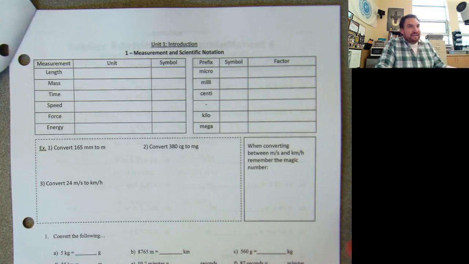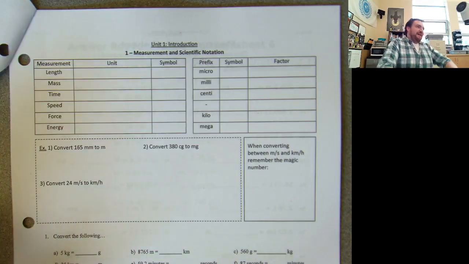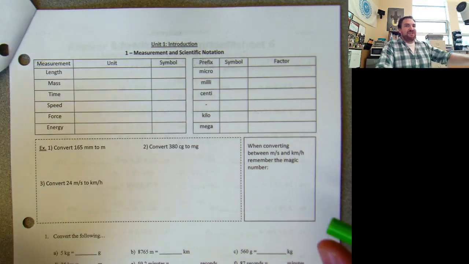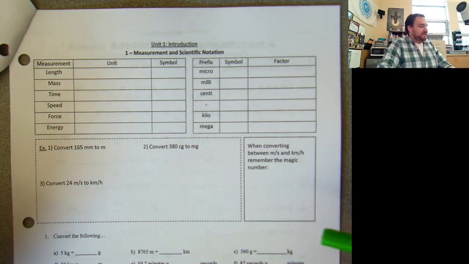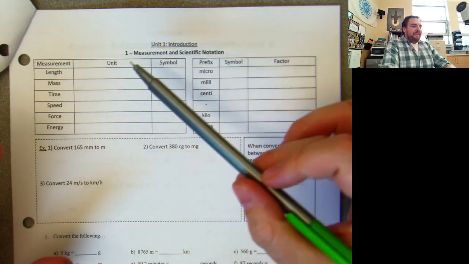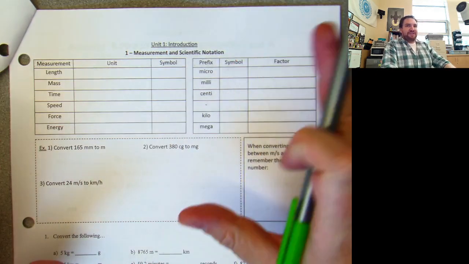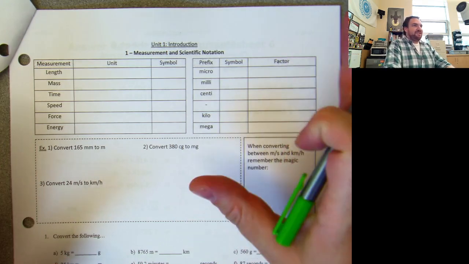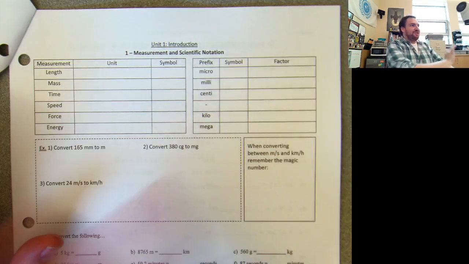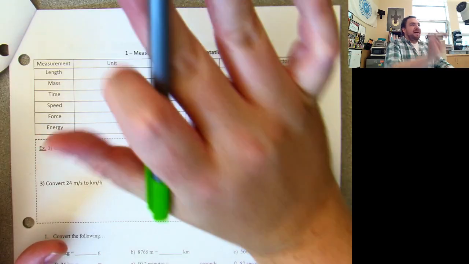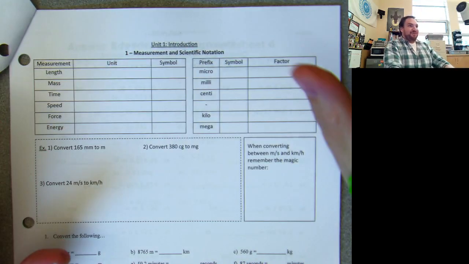So, we live in Canada, and the vast majority of countries, except for two, Bangladesh and some other little country that nobody really cares about, do not use the metric system. Bangladesh and the United States. Those are the only two countries that don't. Every other country in the world uses the metric system.